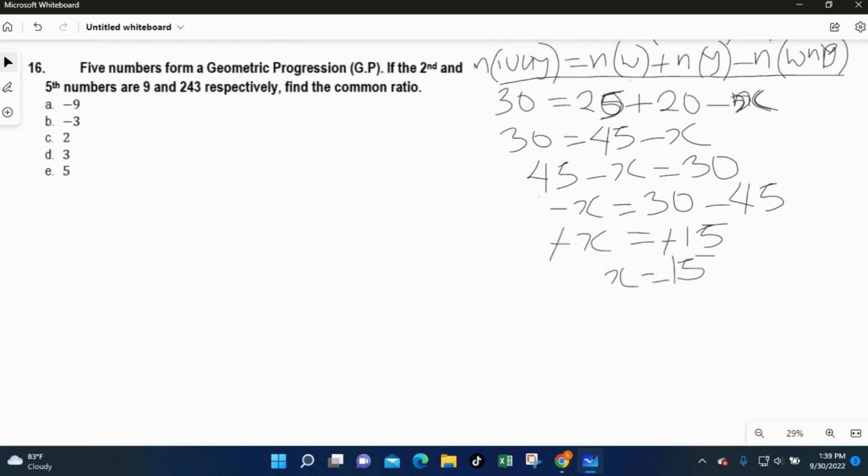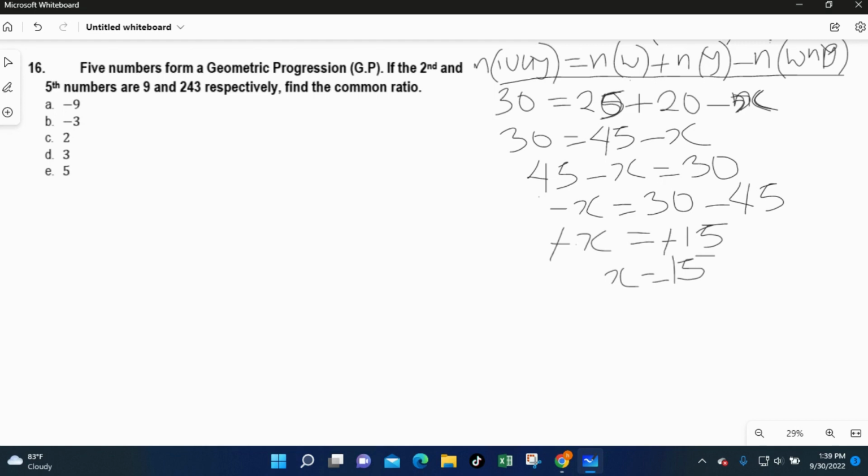We have five numbers that form a geometric progression. Now, the first term of that number is what? The second and the fifth terms are 9 and 243 respectively. We are asked to find the common ratio.